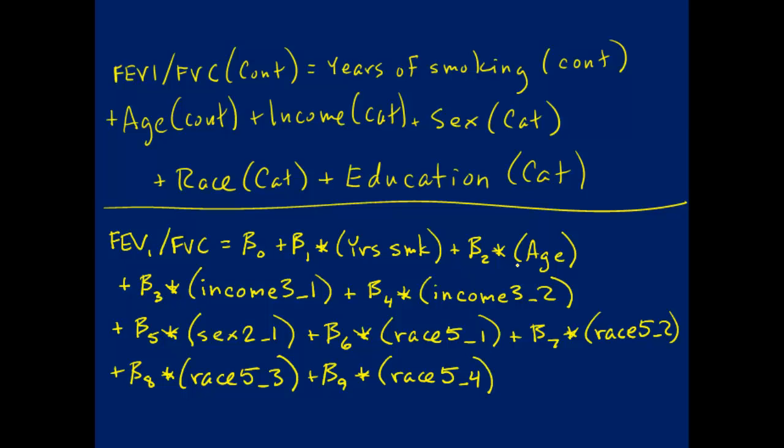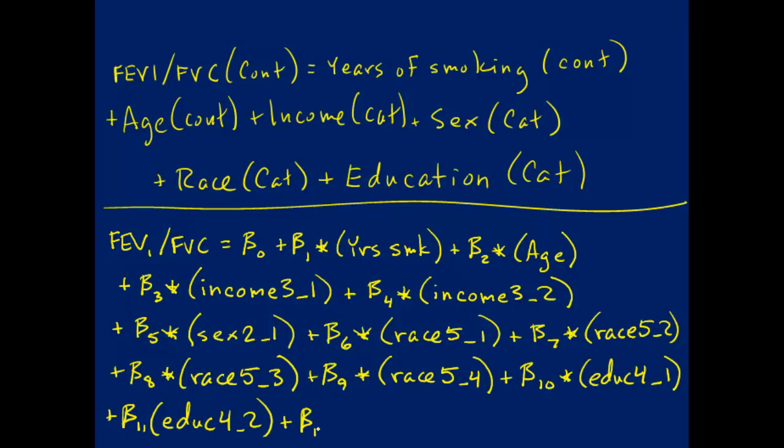Finally, we have education. It's categorical with 4 levels. So there will be 3 dummy variables. That will be plus beta 10 times education 4 underscore 1, plus beta 11 times education 4 underscore 2, plus beta 12 times education 4 underscore 3. And then we will have the random component, which is the error in the model. We can think of it as the number that's generated by a random number generator with mean 0 and a normal distribution. So the structural part of the model will be all of the parts that have betas in it, and then there is the one random component to the model, which is the epsilon at the end, and the structural plus the random together gives us the actual value observed of the FEV1 to FVC ratio.